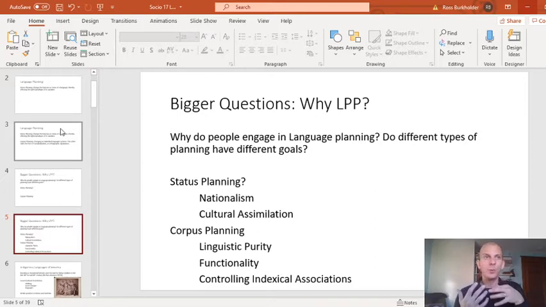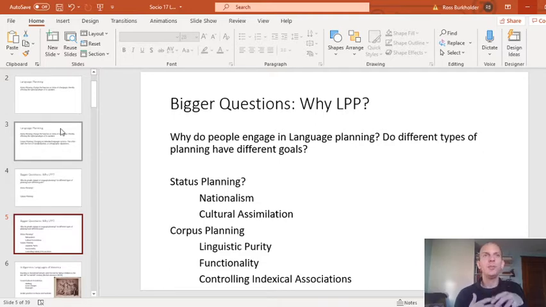And nationalism's good next-door neighbor here in the United States is cultural assimilation, and we'll look at that. That's the trying to change people to a certain way, whether that's explicitly or implicitly, assimilating people into whatever culture you have, whatever mainstream culture you're after. Those are two big pillars of status planning in terms of goals. With corpus planning, there's other things going on there.